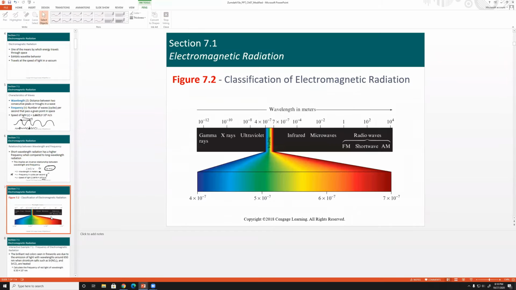So next is the classification of our EM radiation. So here's the entire EM spectrum that we know of. And in the small middle section is the visible light, the light that we can see. And that visible light goes from violet all the way to red.